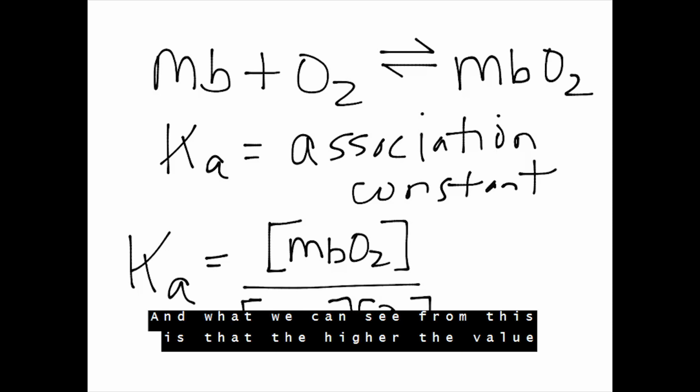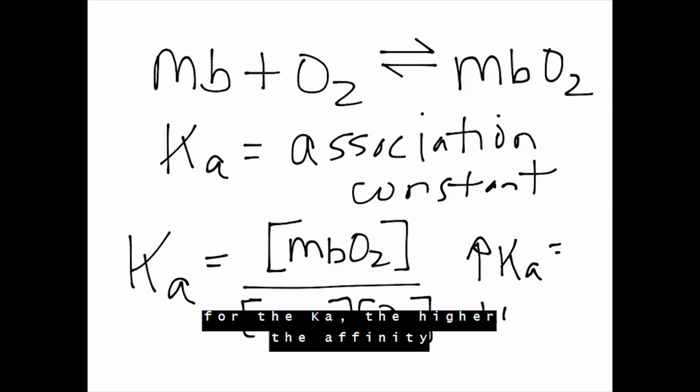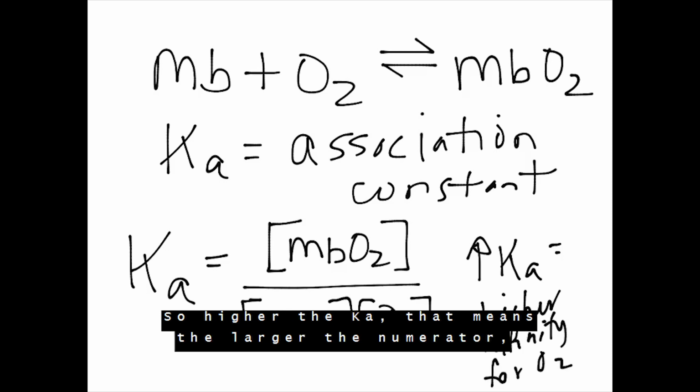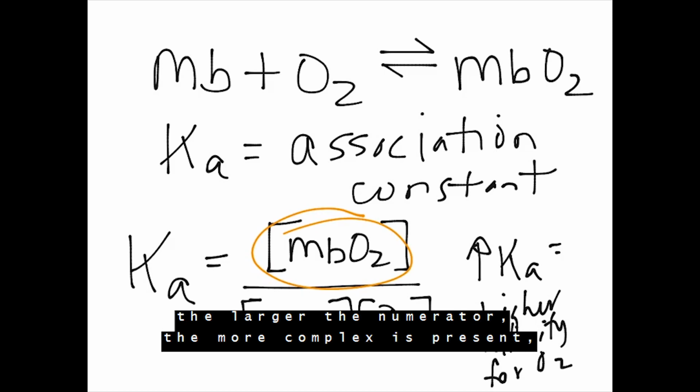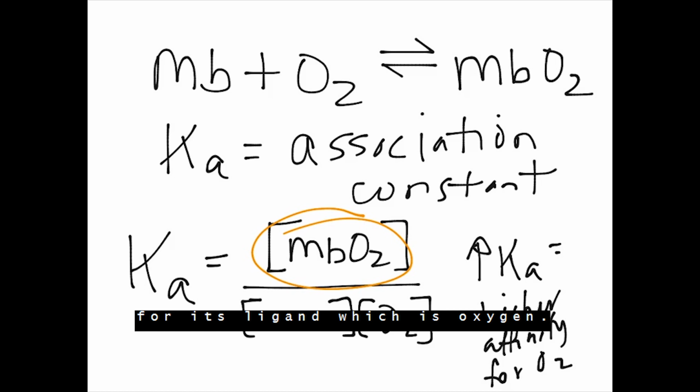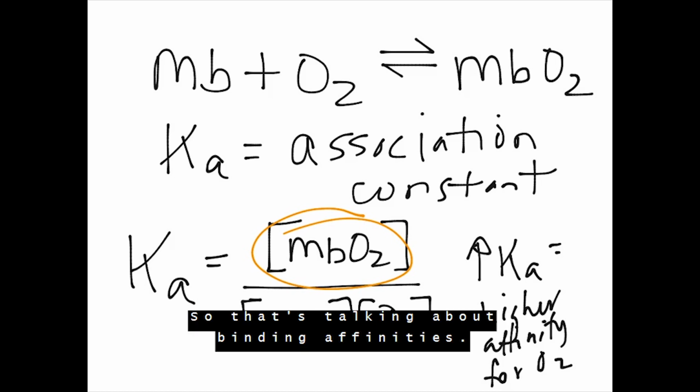What we can see from this is that the higher the value for the Ka, the higher the affinity for the oxygen ligand. The higher the Ka, the larger the numerator. The larger the numerator, the more complex is present. The more complex is present means that the protein, the myoglobin, has a higher affinity for its ligand, which is oxygen. So that's talking about binding affinities.